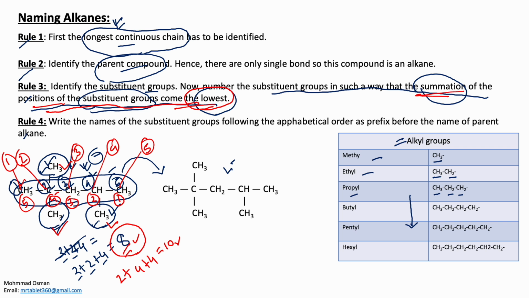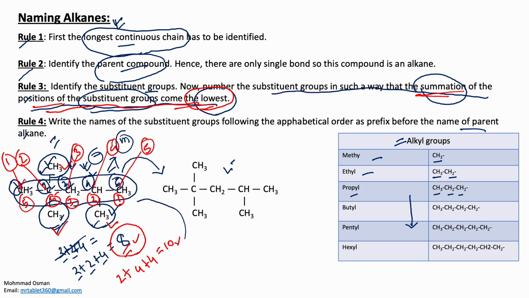We have another rule, rule number 4, which tells us to write the names of the substituent groups following the alphabetical order as prefixes before the name of the parent alkane. In this compound, we don't need to follow the alphabetical order because all these substituent groups are methyl. The name starts with M.